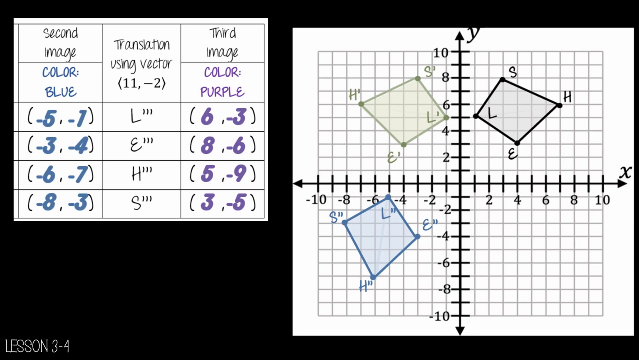Now let's take our blue and go to the purple with a translation. So we're going to go right 11 and down 2, and we already found those points.